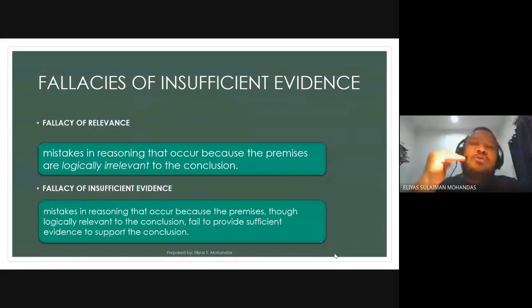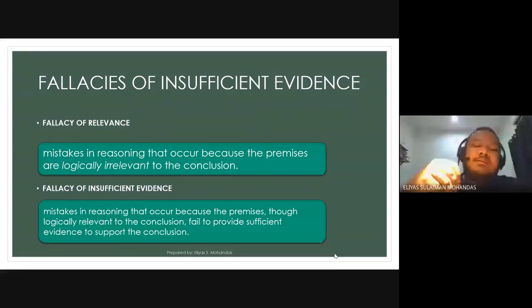Okay, now we have gone through the definition of fallacy of relevance, and it is mistakes in reasoning that occur because the premises are logically irrelevant to the conclusion. So you have the premises, you have the conclusion. The premises could be 1, could be 2, could be 3, could be all of the premises, or just one of the premises, and it is illogically irrelevant to the conclusion. That is the definition of fallacy of relevance. And if you wish to know more, of course you have to refer back to my lecture notes and lecture videos for last week.